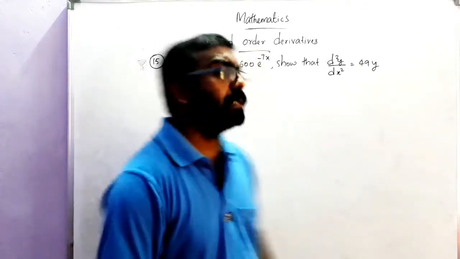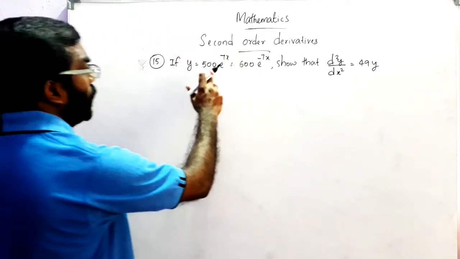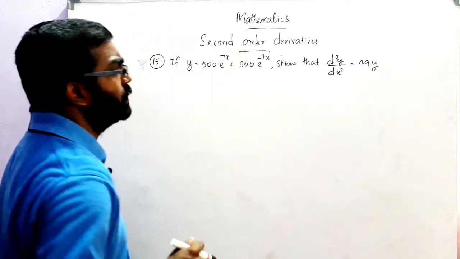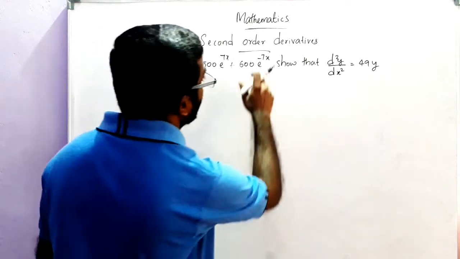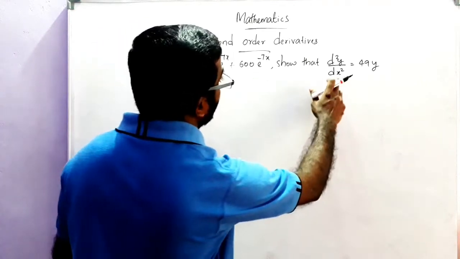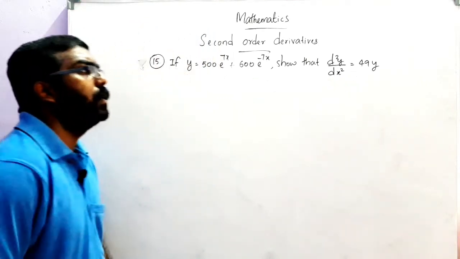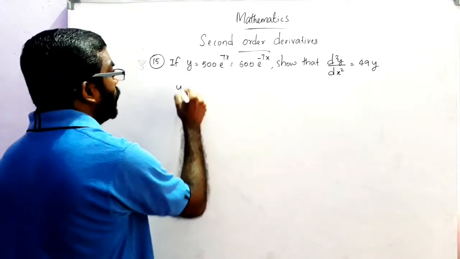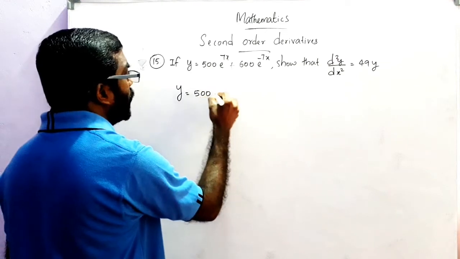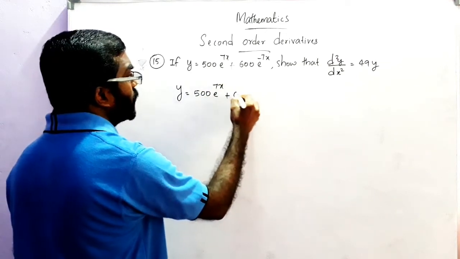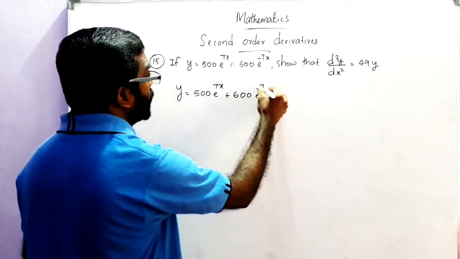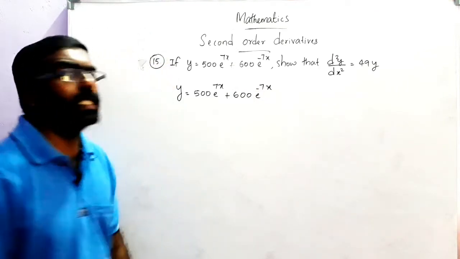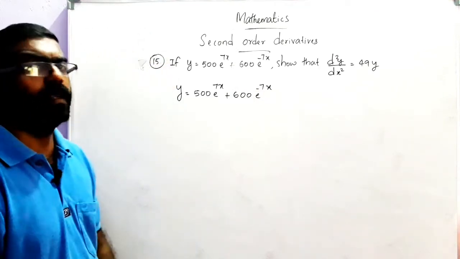Here the next question is y is equal to 500 e^(7x) + 600 e^(-7x). Show that d²y/dx² is equal to 49y. Given y is equal to 500 e^(7x) + 600 e^(-7x). We have to prove d²y/dx² is equal to 49y.